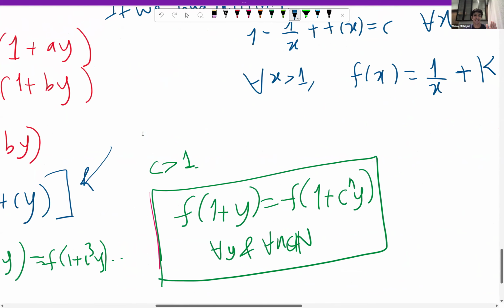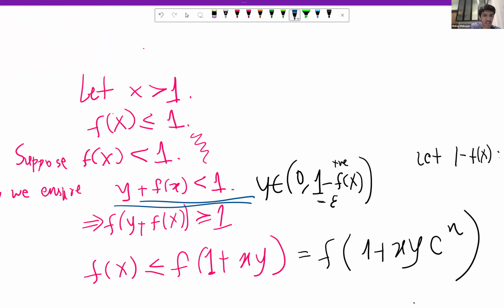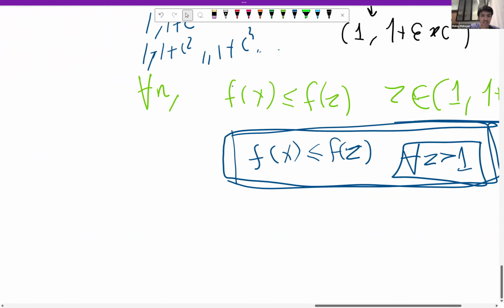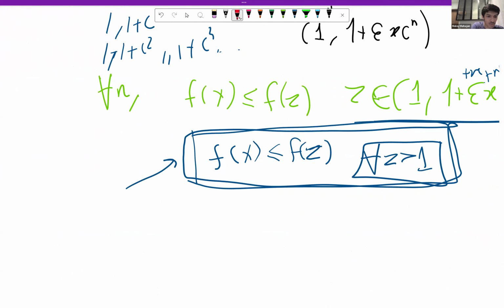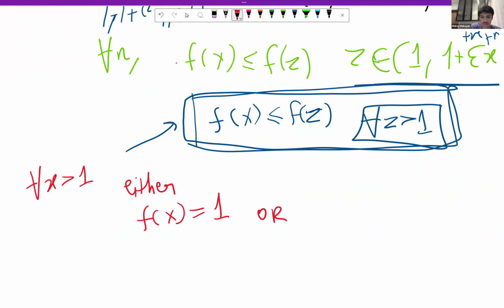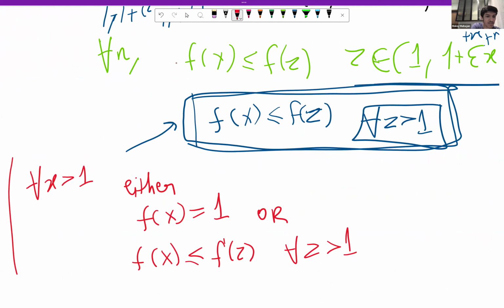Okay, so let's see where I started. I started with an x bigger than 1, and this is what I assumed. This is where I started, and this is my assumption, f(x) less than 1. And this is what I showed. So the following statement is true: for all x bigger than 1, either f(x) is 1 or f(x) is less than or equal to f(z) for all z bigger than 1. Is this clear to everyone?